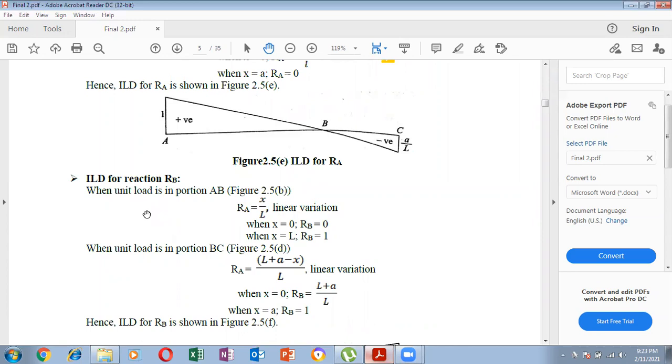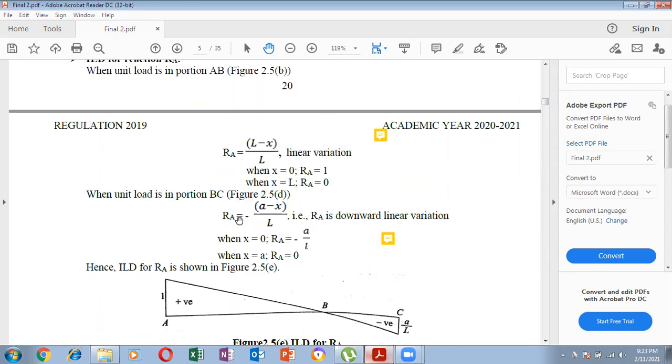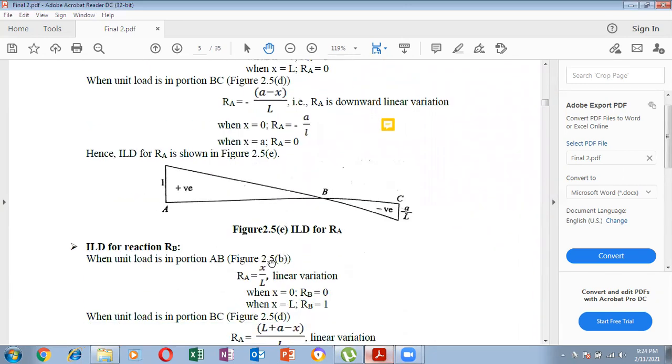Considering the same, the unit load is in portion AB. Already we have found RA equal to (L minus X) by L. Using the equilibrium equation, summation of V equal to 0, we can take RA plus RB equal to 1. Subtracting 1 minus (L minus X) by L, we will get X by L, which is also a linear variation.